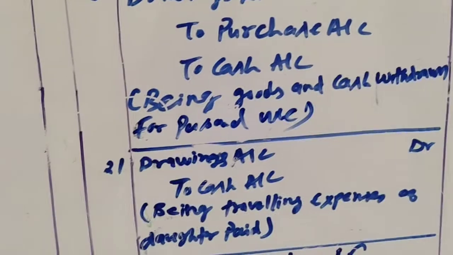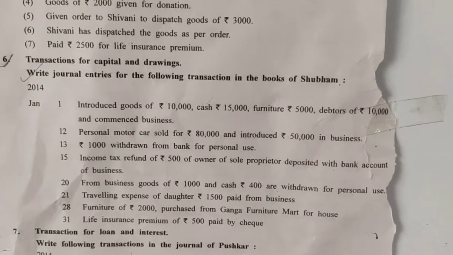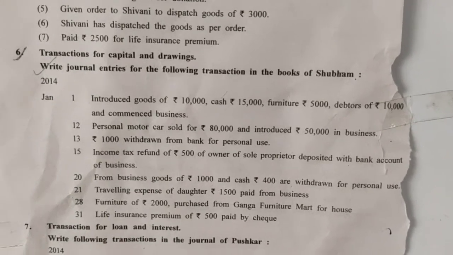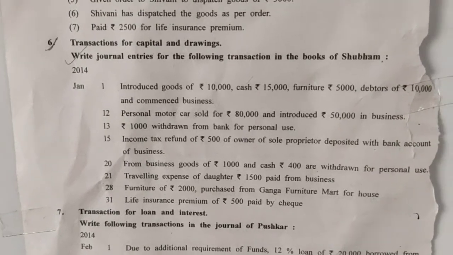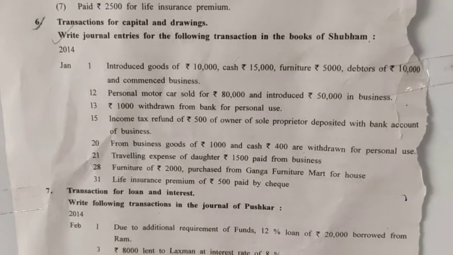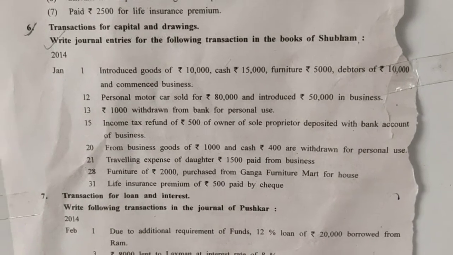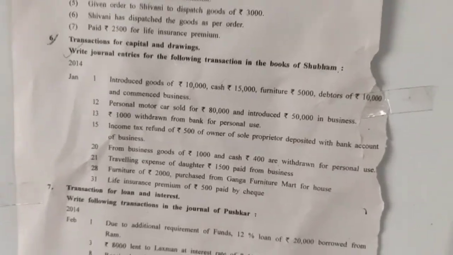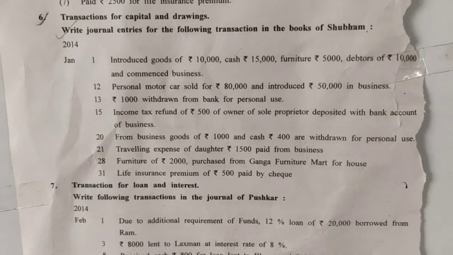Okay, next transaction, dated 21. Traveling expense of daughter rupees 1,500 paid from business. It is a traveling expense, supposed to be debited to traveling expense, but the word mentioned is daughter. That means it is a household expense, a personal expense, not an expense of the business. So we know any personal expense will be debited to what?